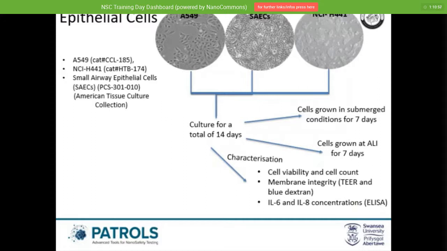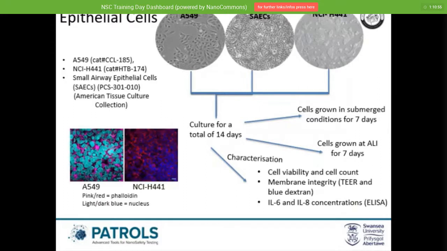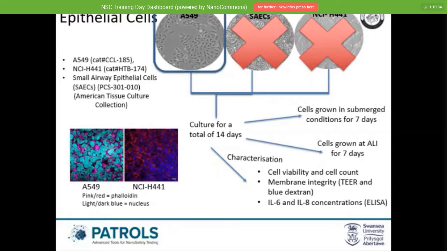This led us to deciding what cell type we would then carry forward. We did not get on with our small airway epithelial cells. We couldn't get them to grow in our transwell inserts, and this was a massive hurdle for us. But also, our NCI H441 cells have an embargo on them, which means they cannot be used in industrial settings. So therefore, within this PATROLS project, we took the A549 cells forward onto our next steps of nanomaterial testing.